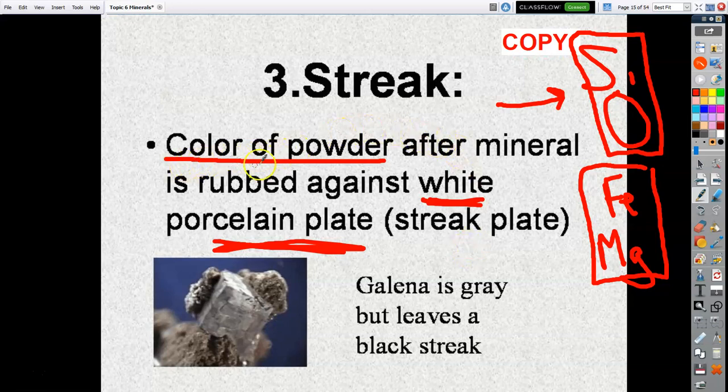So streak is just the color of the powder, what it looks like after you've rubbed it on the plate. Again, galena, that was a picture I showed you a minute ago, has a grayish silver color, but when you put it on a streak plate and you rub it against the streak, the powder is a black streak. All right, again, because it's got those darker elements inside it.